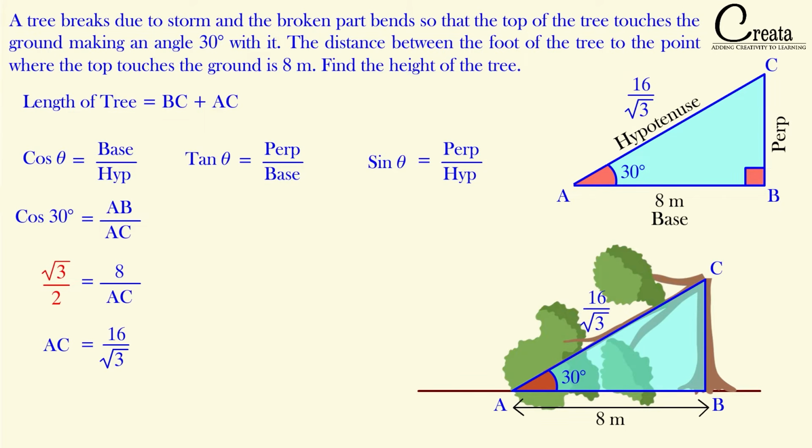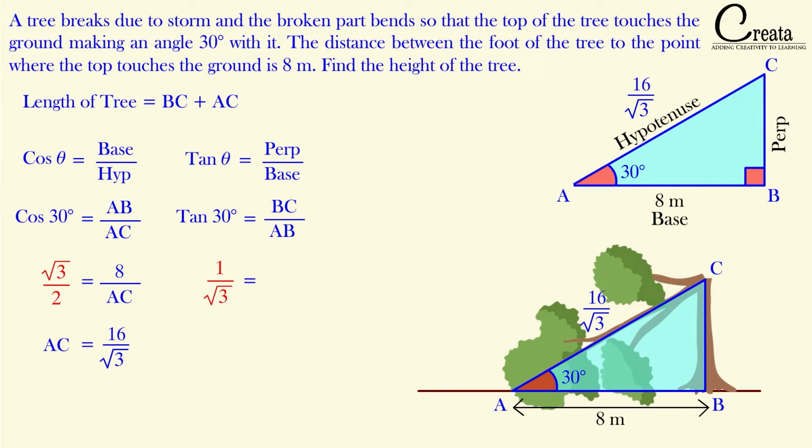Perpendicular is the missing side and hypotenuse we have just calculated. You can use the hypotenuse to find the perpendicular, or we can use the base to find the perpendicular. Either way you can go. We are going with tan theta. So tan 30 degree will be equal to BC upon AB. And what is the value of tan 30 degree? That I have told in the starting to remember.